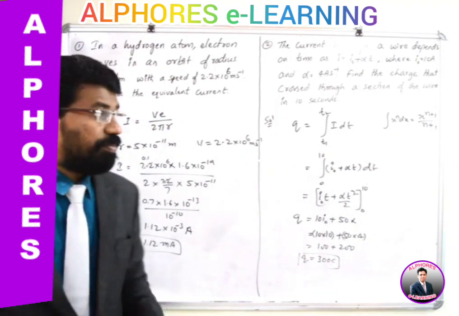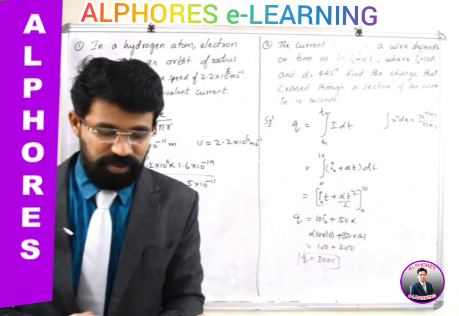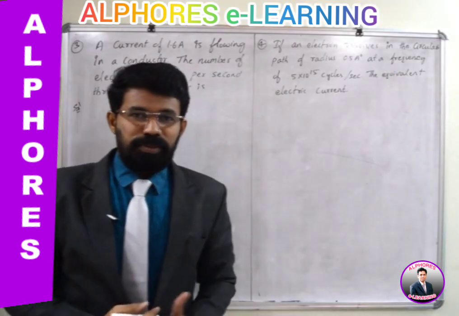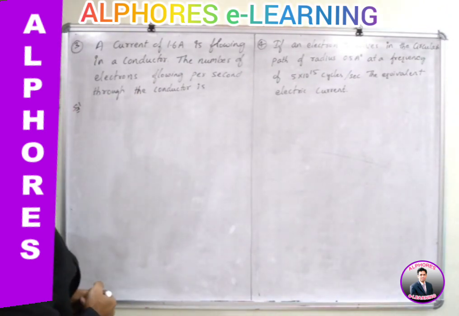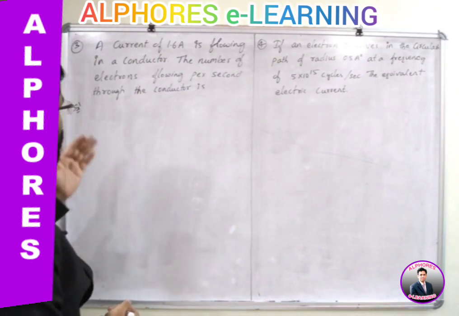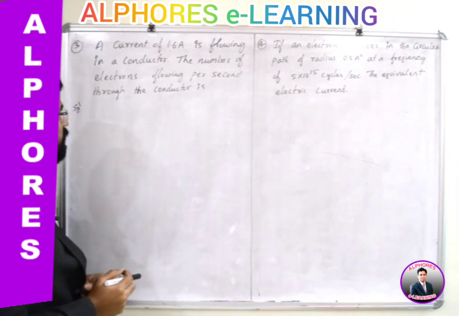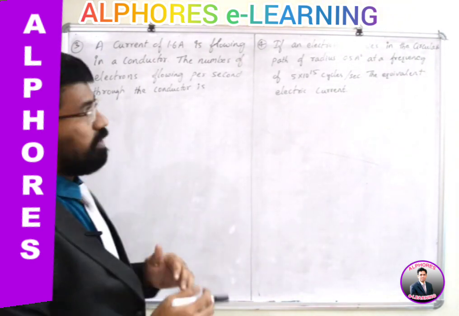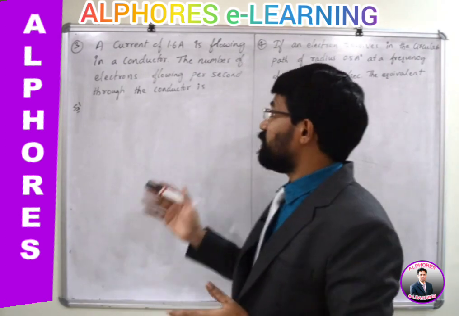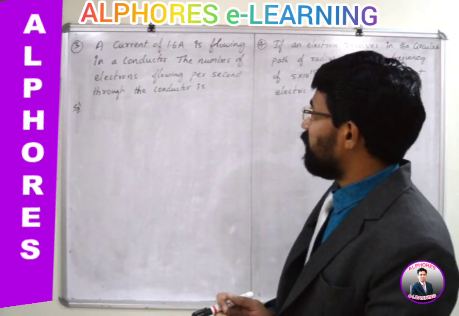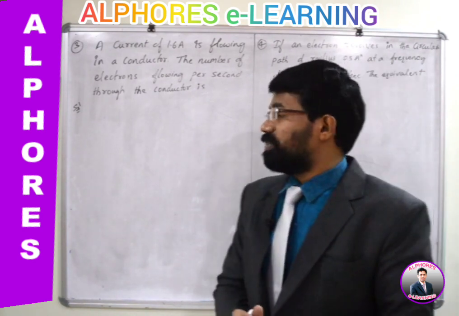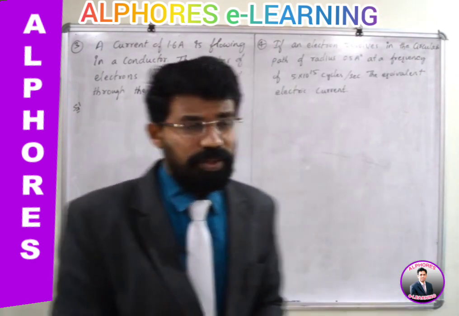Let us try one more problem. Students, now let us discuss these two problems also. Question number 3: a current of 1.6 amperes is flowing in a conductor. The number of electrons flowing per second through the conductor is? A current of 1.6 amperes is flowing through the conductor, and we have to find out how many electrons are flowing per second. It's quite easy.